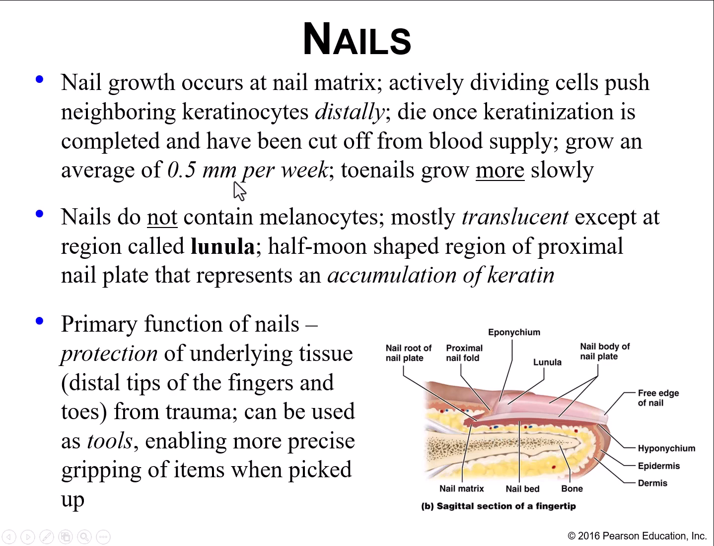You can add about a half millimeter per week in nail growth. Your toenails grow a little slower. As the nail grows out, it's cut off from its blood supply, just like we saw with the hair and the skin. So the exposed nail is dead, and the free nail edge is what we see. The primary function, again, is protection from trauma. It can also be used as a tool. You can let it grow longer and use it as a little bit of a screwdriver or something to scrape things off with.